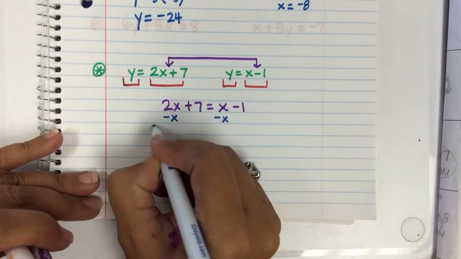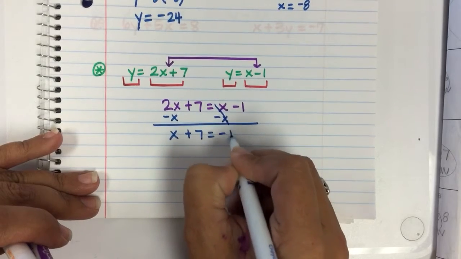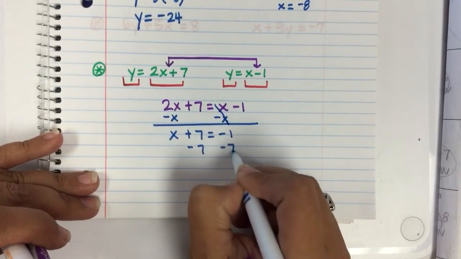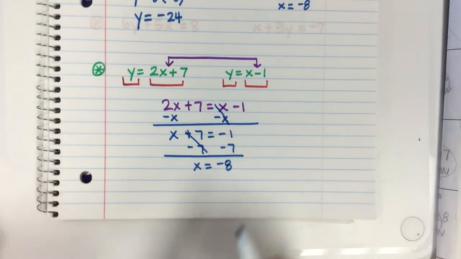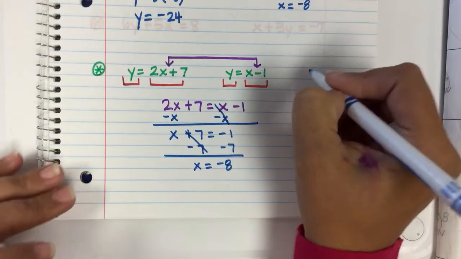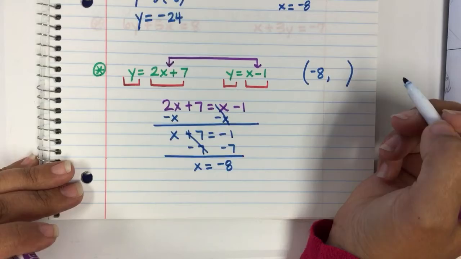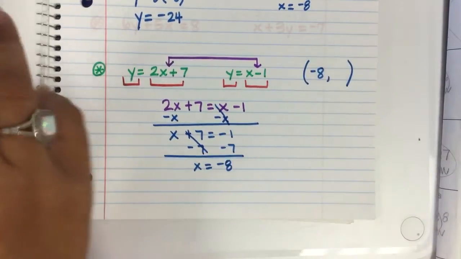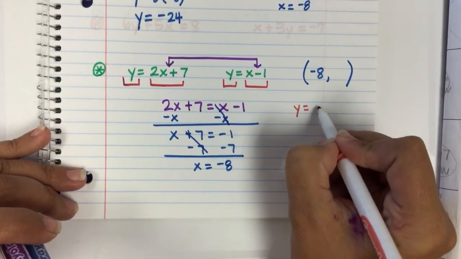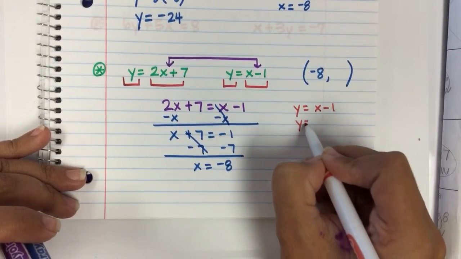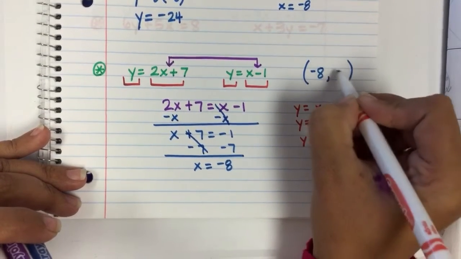Subtract x from both sides. So I have x plus 7 is equal to negative 1. Now I'm going to subtract 7 from both sides. x is negative 8. All right, so I know that the solution is an ordered pair, negative 8, something. Now I'm going to figure out what y is. I'm going to go back to one of these equations. It doesn't matter which one. I'm going to use y is equal to x minus 1. In the place of x, I'm going to put negative 8. So y is equal to negative 9.